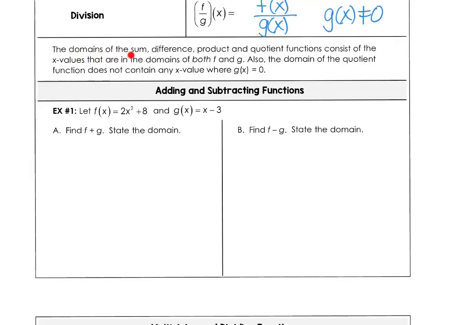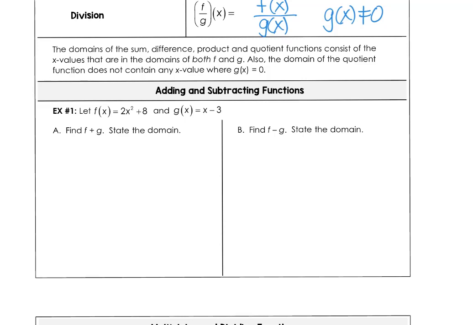It's important to note that the domains of the sum, difference, product, and quotient consist of the x values that are in the domains of both f and g. Also, the domain of the quotient function doesn't contain any x value that leads to the denominator being 0. So let's give that a try by looking at adding and subtracting functions first.